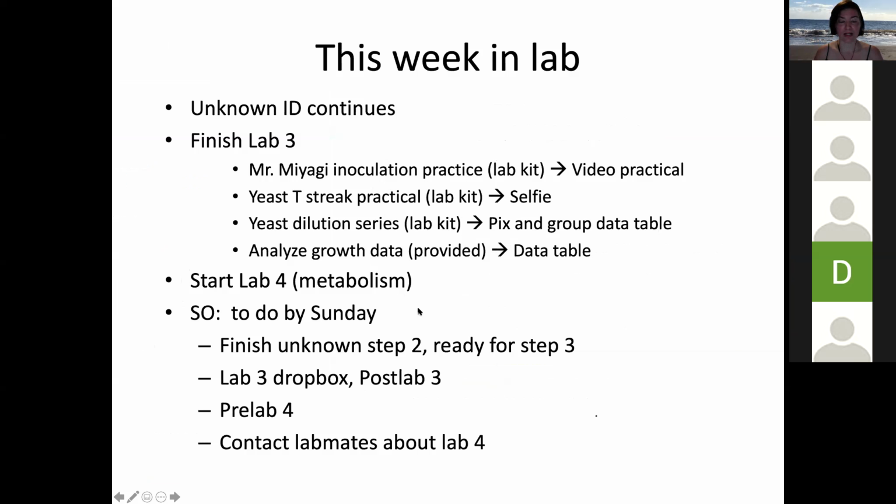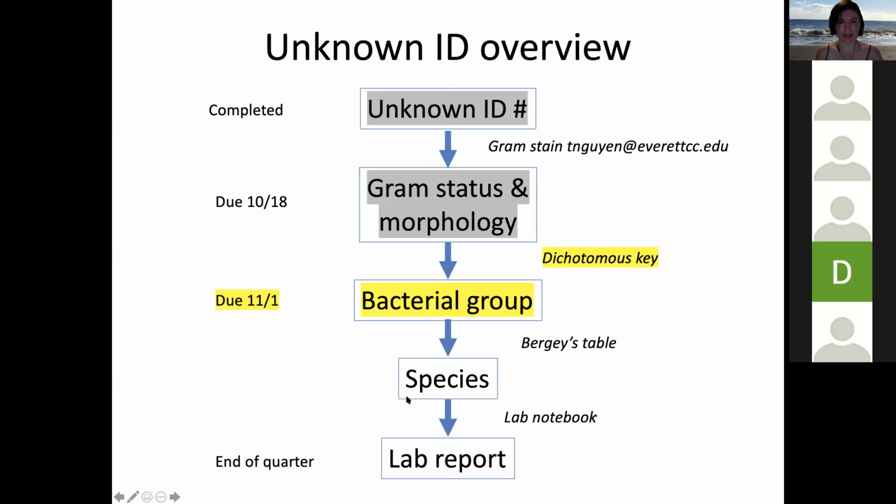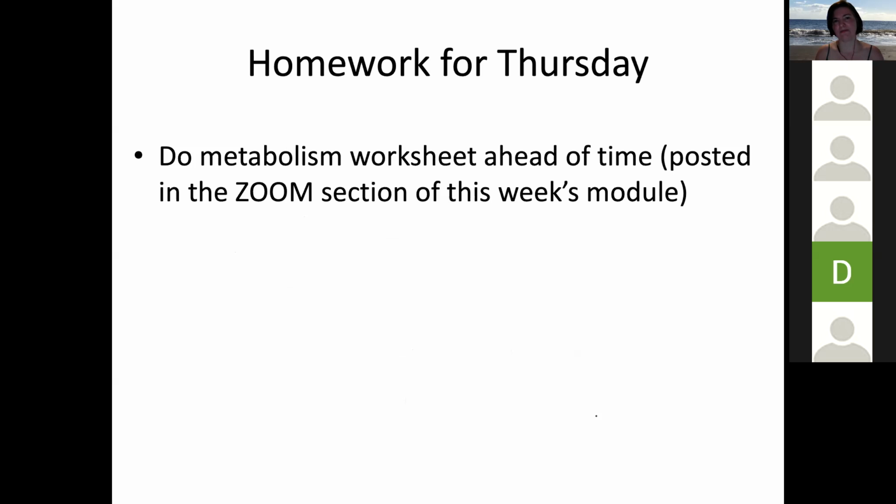So by Sunday, you're going to need to finish step 2 of your unknown, make sure you're ready for step 3, submit your lab 3, do your pre-lab 4, and contact your lab mates about lab 4. The last thing I want to say, and I'll recap some of that stuff on Thursday, is that you do have homework for Thursday. Very important homework. Do this homework. There's a metabolism worksheet that's published. I need you to do that and bring it to class because it's just going to get your brain working on some of this stuff you should already know. And if you don't have that, it's going to be pretty confusing to be in the Zoom on Thursday.